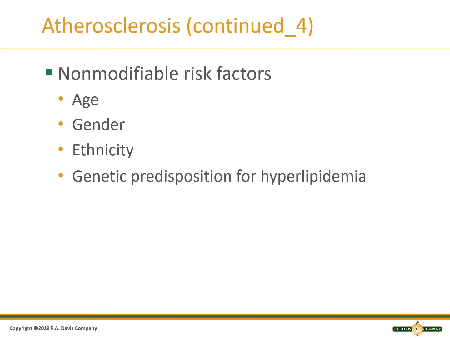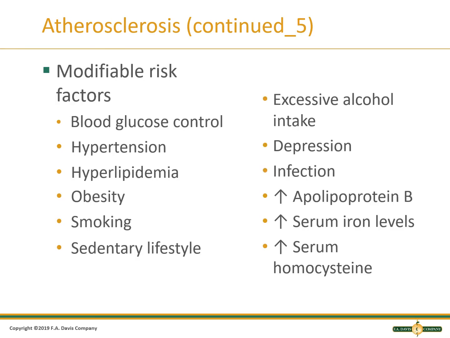Ethnicity. African Americans have a higher incidence of atherosclerosis, and this is something a person has no control over. Excessive alcohol intake raises blood pressure, increases triglycerides, and causes irregular heartbeats. Obesity increases heart workload and increases the risk for hypertension, diabetes mellitus, glucose control problems, and hyperlipidemia.